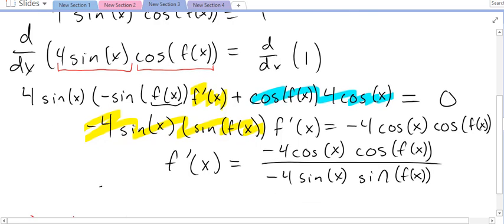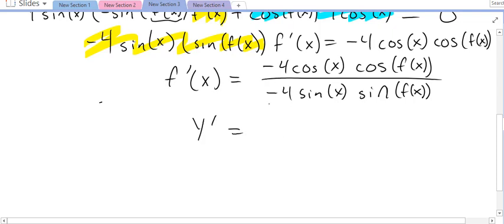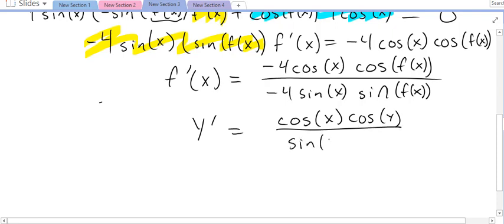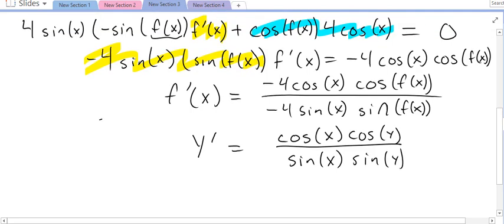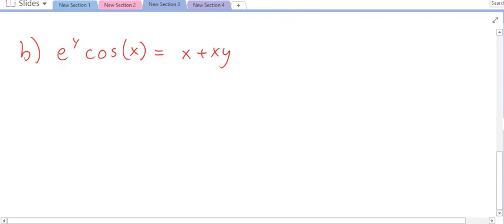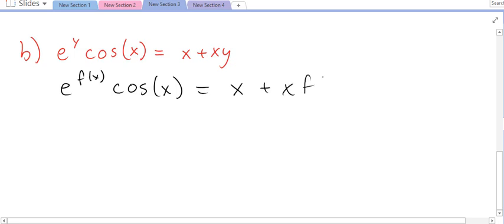And so we've solved for f prime, so now I'm at the point where I want to go ahead and substitute y values back in. So we get y prime equals, and we can clean this up, negative 4 over negative 4 is going to go away. So we get cosine of x times cosine of y divided by the sine of x times the sine of y. And there we get our derivative. For our other problem here, again, we'll start by making our substitution. We'll have e to the f of x times cosine of x equals x plus x times f of x.